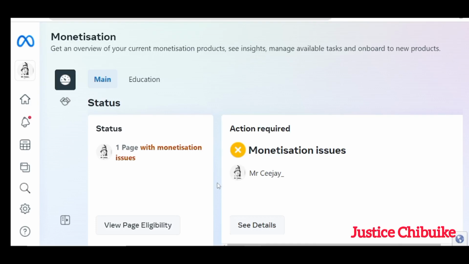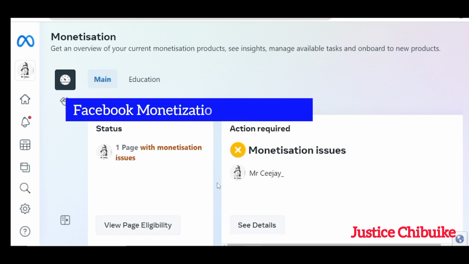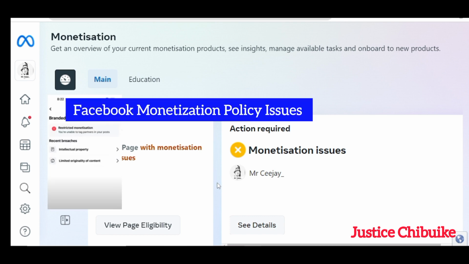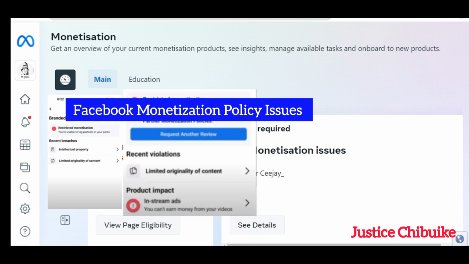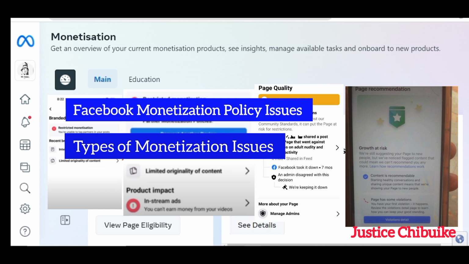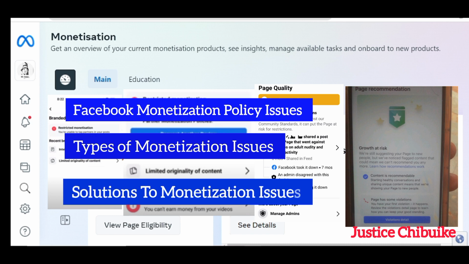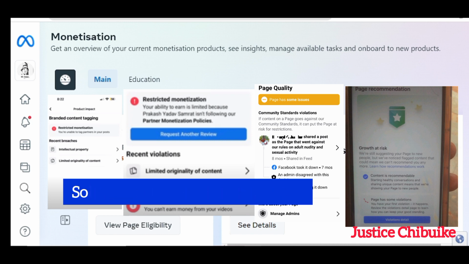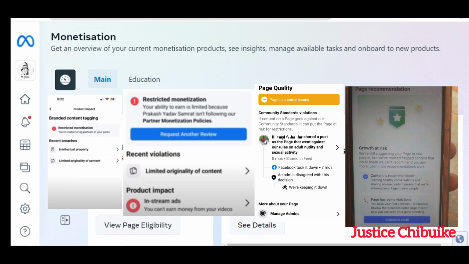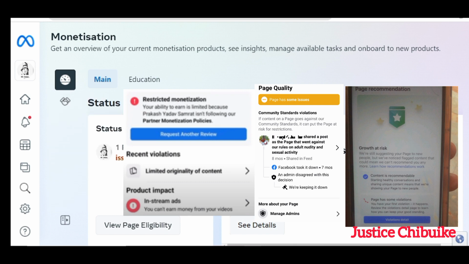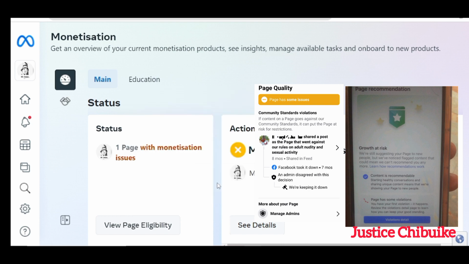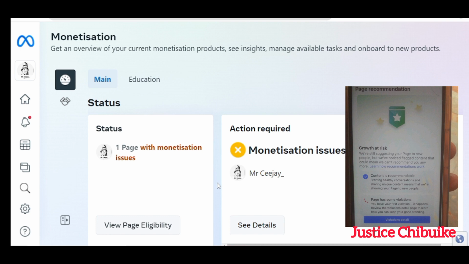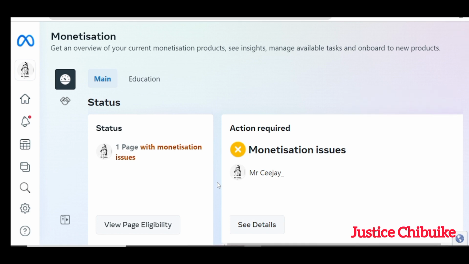On this video, I'm going to be talking about Facebook page monetization policy issues, the causes of these monetization issues, the types of monetization issues and violations, and their solutions. Facebook has become a source of income to many people, and one of the main problems people face on their Facebook page is monetization issues. Some reach the requirement for monetization, but they cannot be monetized, while many who are monetized get demonetized daily because of some issues on their pages, which I am going to be discussing on this video.